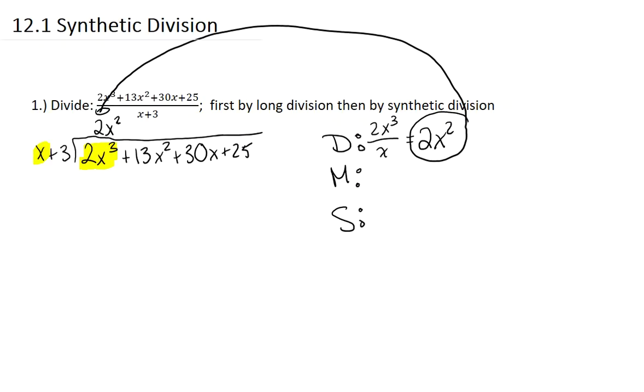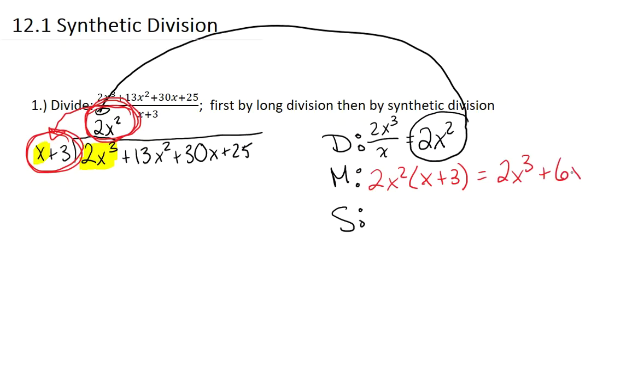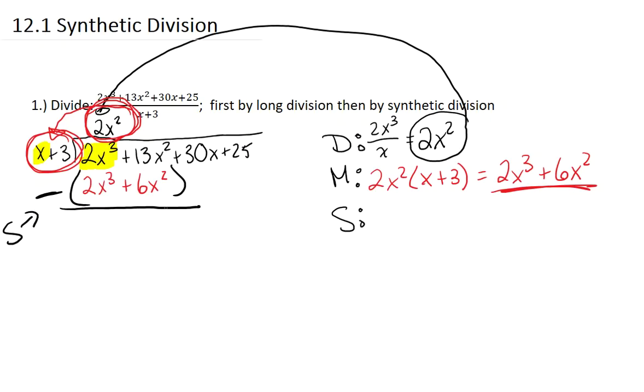And then we'd go to the multiplication step. And what the multiplication step did was it took this number right here and multiplied it by the divisor. So we get 2x squared times x plus 3, and that gives you 2x cubed plus 6x squared. And what we do is we take this and we put it underneath the numerator, and we come to our final step, which would be subtraction.